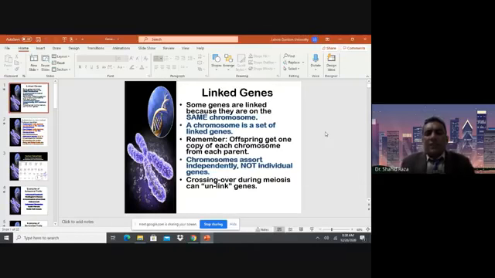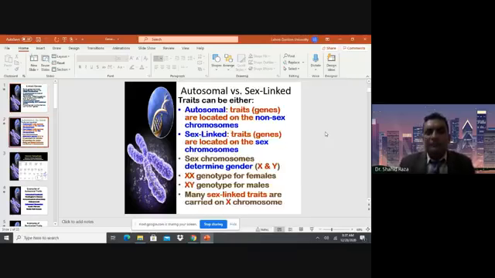Always remember, offspring get one copy of each chromosome from each parent. Chromosomes assort independently as per the law of independent assortment, and not individual genes. We can conclude that crossing over during meiosis can unlink the genes.